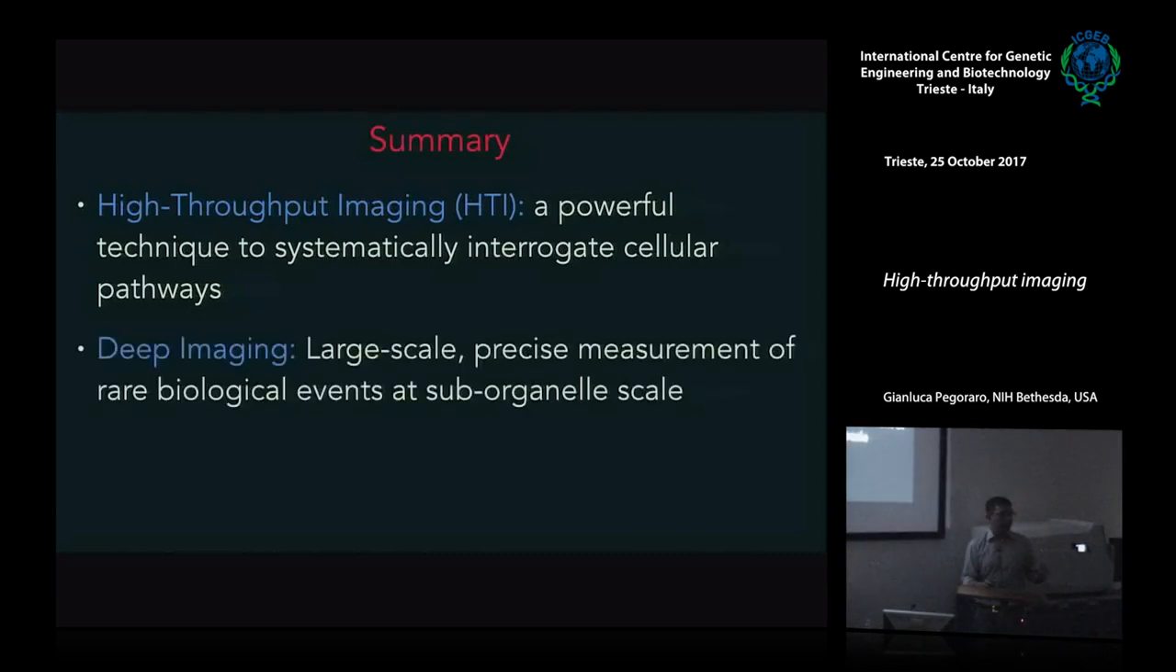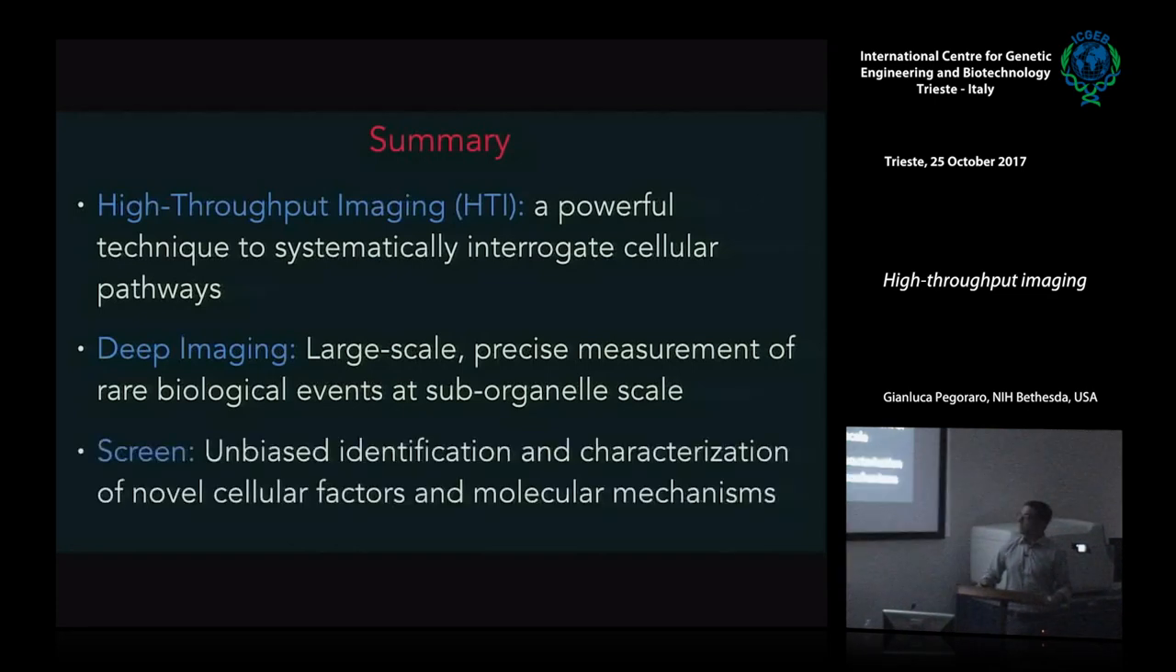More in detail, we at HiTIF have used HTI in two slightly different flavors. The first one, deep imaging, is for the large-scale precise measurement of rare biological events at suborganelle scale, and this has some advantages over existing techniques. Then, in a more traditional way, it's also possible to use HTI for screening applications, not only for the identification but especially for the characterization of novel cellular factors and molecular mechanisms.